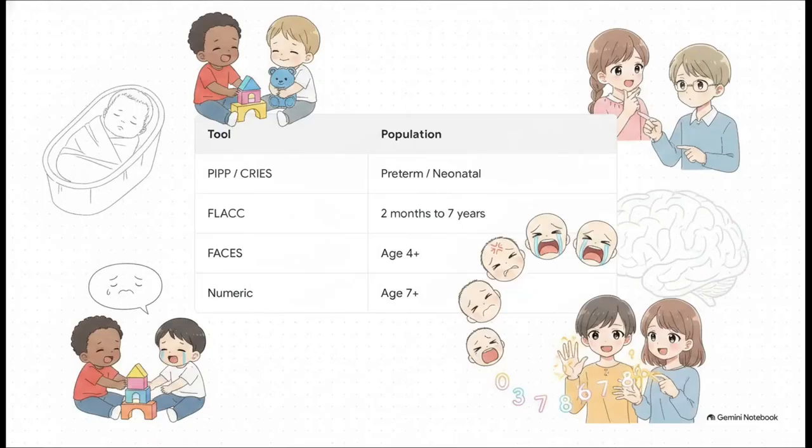Notice how pain assessment tools absolutely must map perfectly to cognitive development. You cannot ask a 2-year-old to rate their pain on a scale of 0 to 10. It just doesn't work. So instead, we use behavioral scales like FLACC for the toddlers. Then we move up to the FACES scale around age 4 when they can visually understand expressions. And finally, we graduate to the numeric scale around age 7 when abstract numbers make sense to them. The tool has to match the brain.